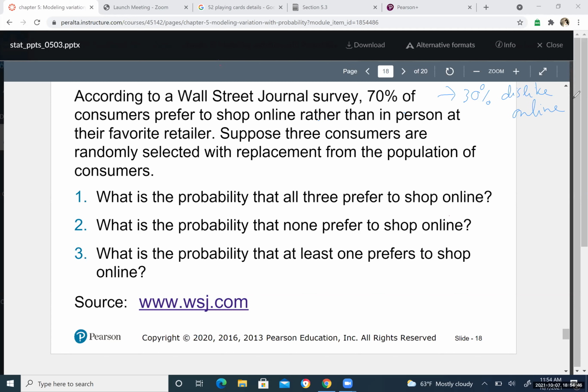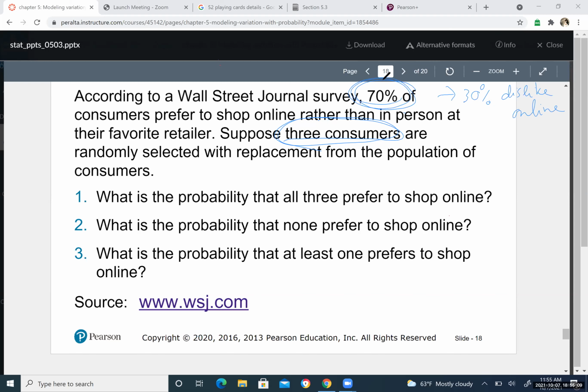They're talking about only three consumers. They're focusing on 3 consumers randomly selected with replacement from the population of consumers. Okay, question number 1. So we have 2 key terms here, 2 pieces of data that you need to record.